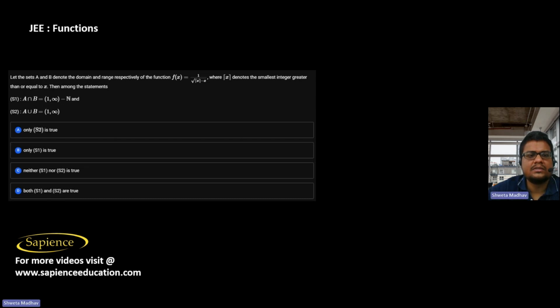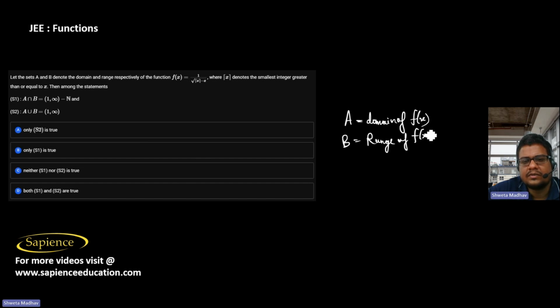Then here it is told that let the sets A and B denote the domain and range respectively of the function f of x, where f of x is given as 1 by root over the smallest integer function, that is, the smallest integral part of x minus x.